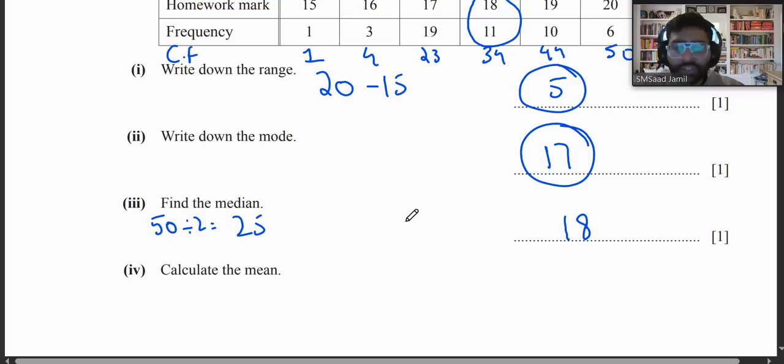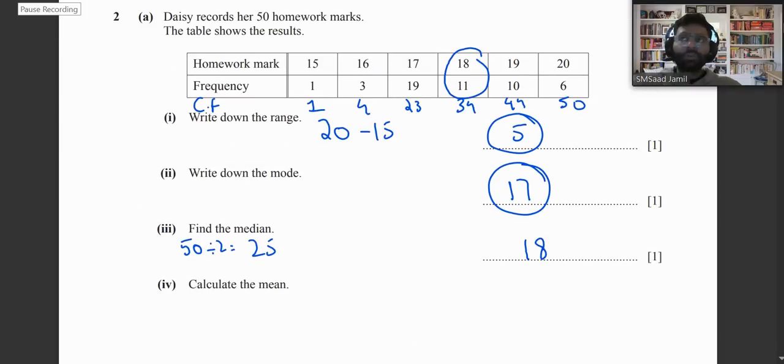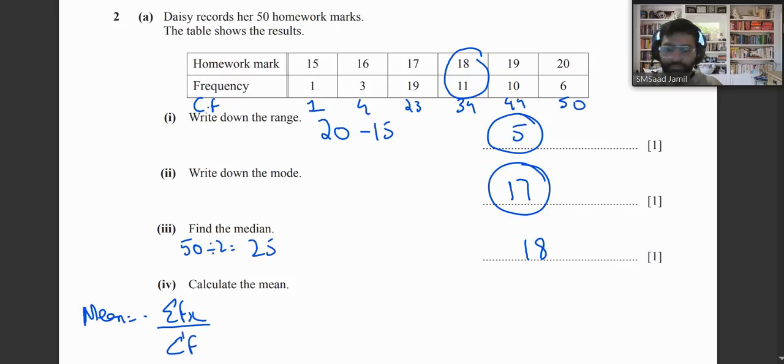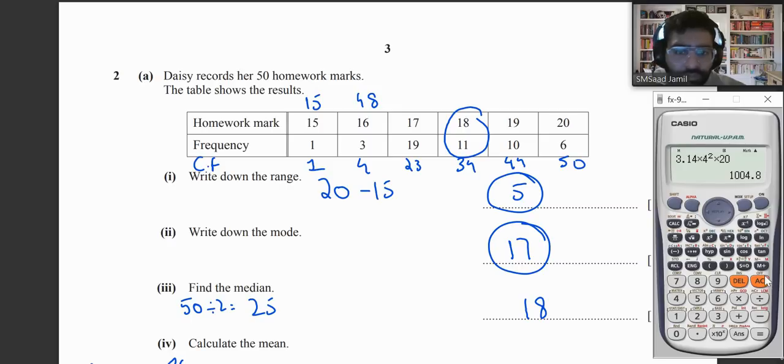Now it says calculate the mean. Okay, how will we calculate the mean? So look, the formula for mean is: mean equals sigma fx upon sigma f. Alright. So first of all, how do we find sigma fx? You will do 15 multiplied by 1, that's 15. Then you will do 16 multiplied by 3, that's 48. Let me calculate it with you guys. Then you will do 17 multiplied by 19, that's 323.